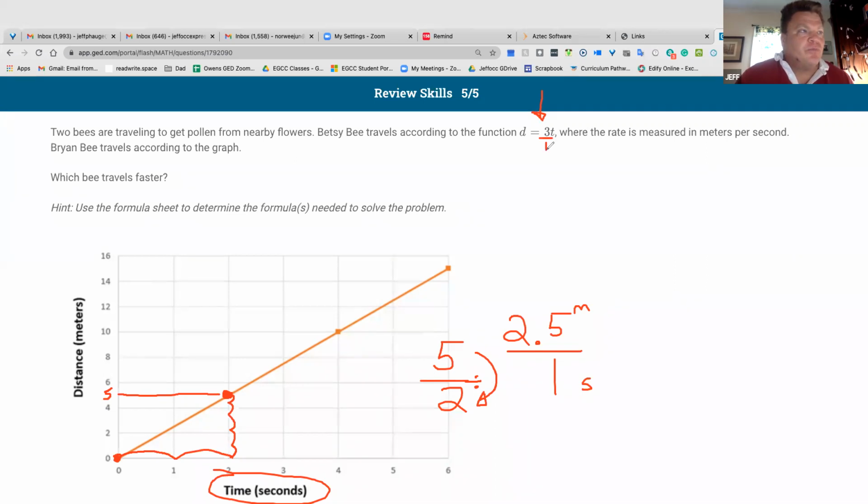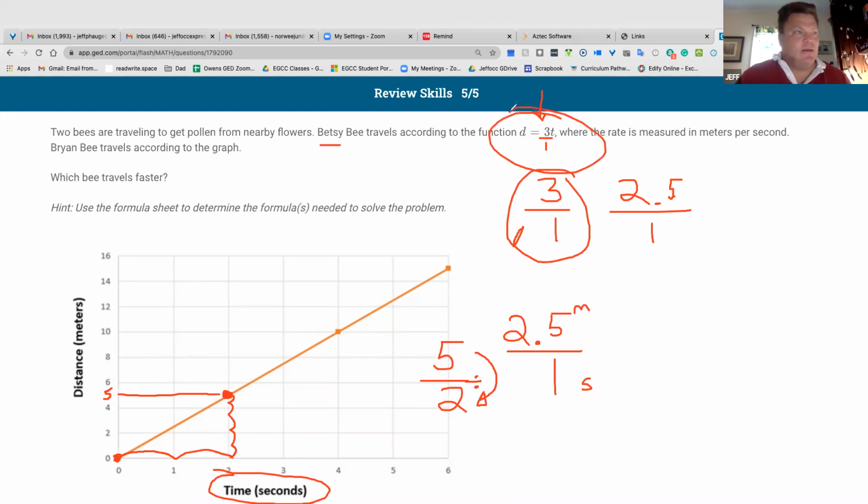3/1. So Betsy flies 3 meters per 1 second. Brian flies 2.5 meters per 1 second. Whichever is the bigger number is the faster bee. Betsy is faster. We didn't have to do any math to figure that out. So the number next to the letter, that's the rate or the slope. Whenever we have a graph like that, just do slope that way like city blocks, write your directions, and we're there.